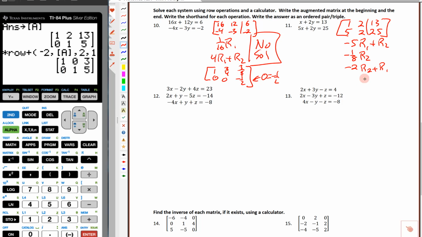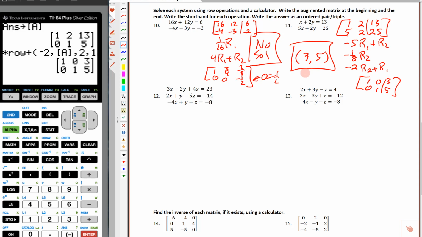So we're going to write down the end of this. This is 1, 0, 3 and 0, 1, 5. Okay, there's the augmented matrix that finishes it. So that means the answer to this one is 3, 5. That would be the point where these two lines cross.